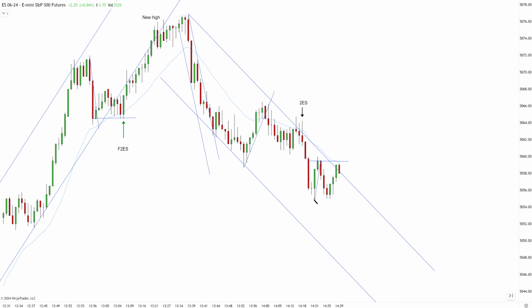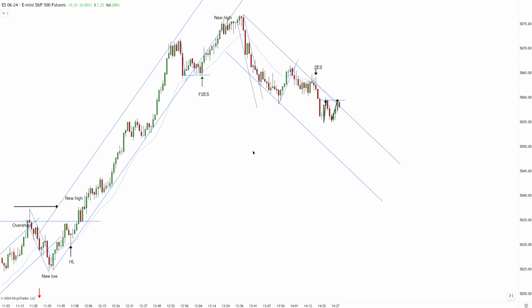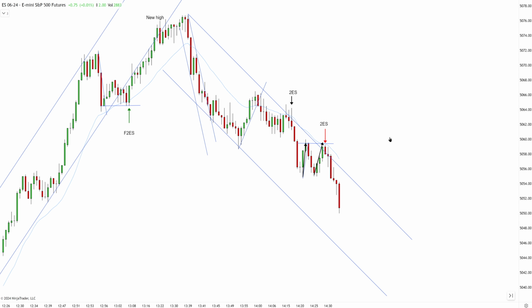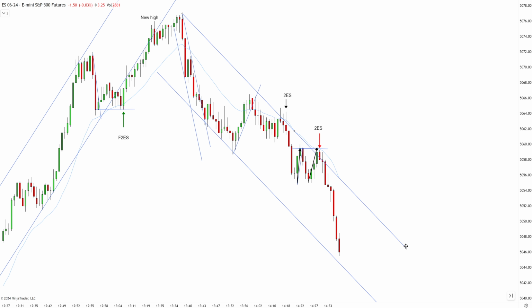We have a very broad two-legged pullback. This is textbook: first entry short, pullback, second entry short at the EMA, at the trend line. Great high probability setup, second entry short. Market keeps working lower strongly, so I can make the channel just a little bit wider because it's not distorting the price action. The break was minimal.